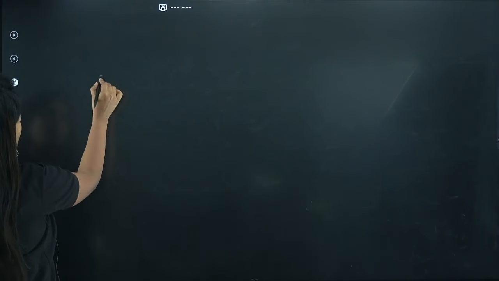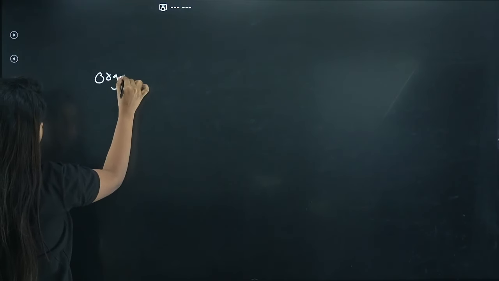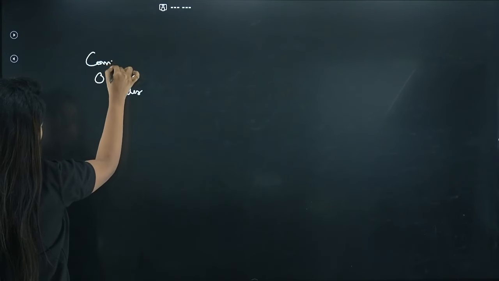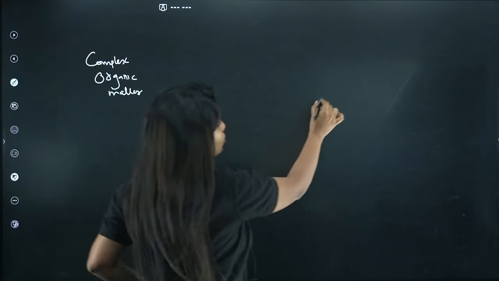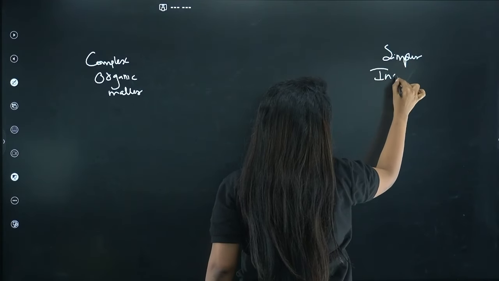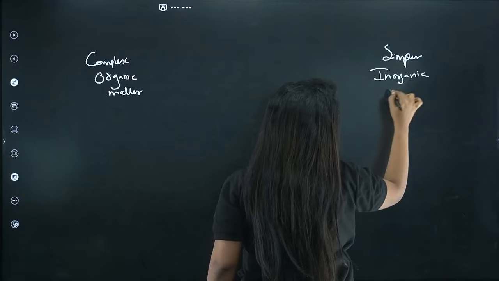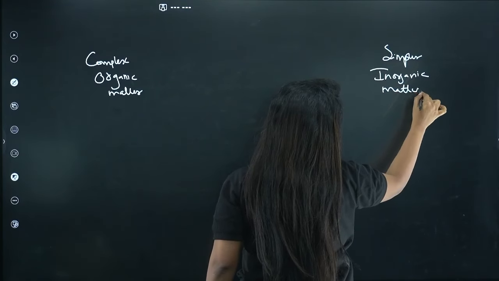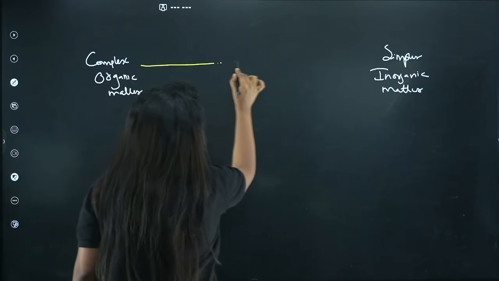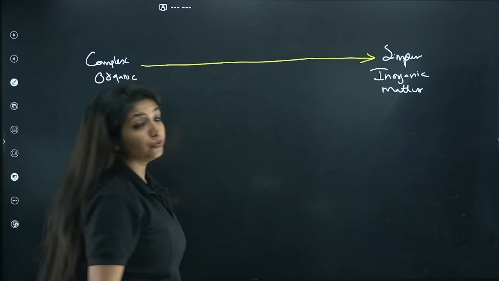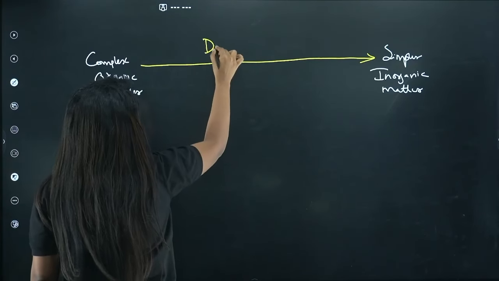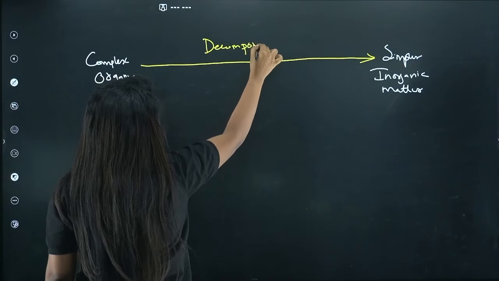My dear children, we have complex organic matter. They are complex. We need to break it down into simpler inorganic matter. How do we do it? We have to have some process, and this process is known as decomposition.